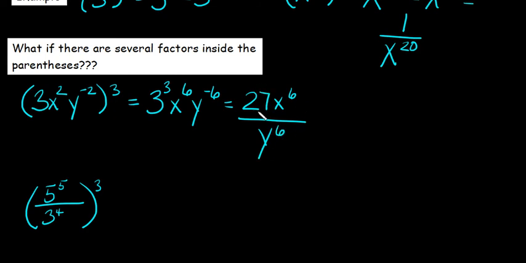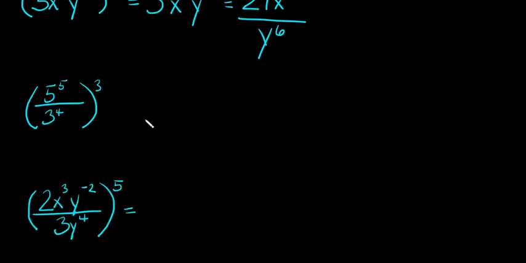Alright, let's take a look at this one. 5 to the 5th divided by 3 to the 4th, all of that cubed. How is that going to work out? Well, here's what it looks like. If you do what we said we can do, you know that's going to be 5 to the 5 times 3, which is 15th, and 3 to the 4 times 3, which is the 12th. That was simple.